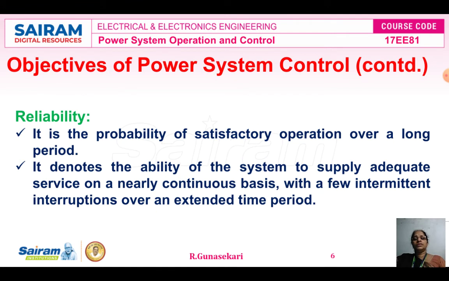The third one is the reliability. Reliability is nothing but the probability of satisfactory operation over a long period only. The reliability denotes the ability of the power system to supply adequate service on a nearly continuous basis. That means without interruption of power supply, with a few intermittent interruptions over an extended time period.